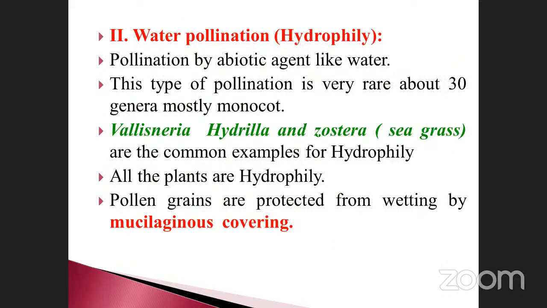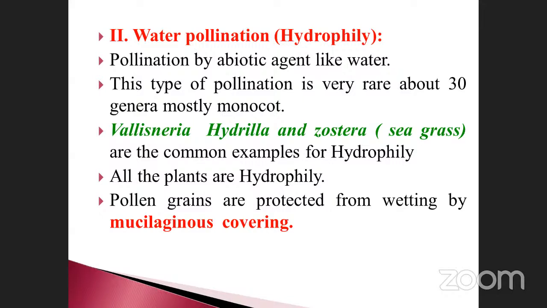See, water pollination, otherwise called hydrophily in nature. It is pollination by an abiotic agent like water. This type of pollination is very rare. About 30 genera, mostly monocots. How many genera? 30 genera, as given. Examples: Vallisneria, Hydrilla, Zostera, and sea grasses.